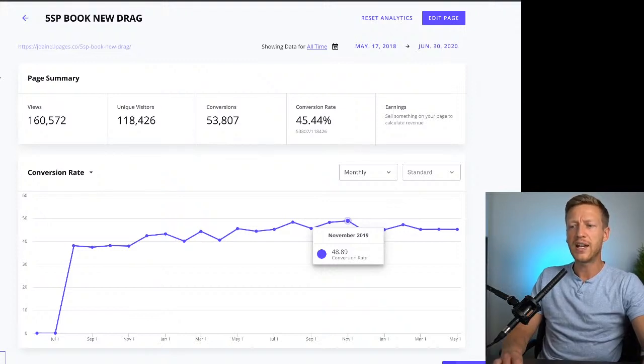Conversions 53,800. Conversion rate 45.44%. That's really high. That is a high conversion rate.